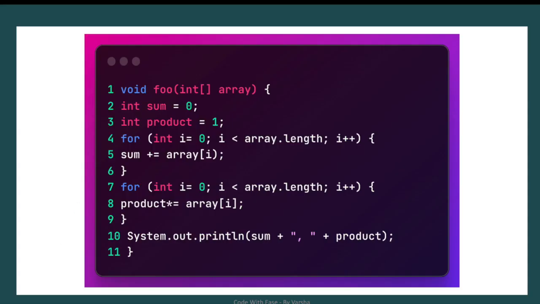All right, so here we have the first question. As we can see, there's a method, and inside this, the sum and the product is being calculated. So we have the first for loop where the sum is being calculated, and then we have another for loop where the product is being calculated, and then that is printed. I would recommend you guys to pause this video, think for a while what could be the time complexity for this code snippet, and then replay it to get the solution.